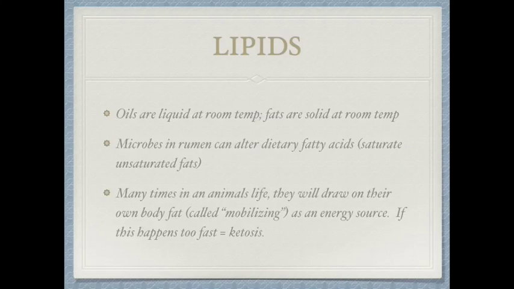One of the things that's important about lipids and utilizing fats in diets is that a lot of times in an animal's life, one of the key times being during lactation, we actually expect them to draw on their own body fat through a process that we call mobilizing fat, and they will use that stored energy in the form of fat in their bodies as an energy source. One of the problems, if it happens too fast, is ketosis. However, there are a lot of times as nutritionists we actually expect the animal to use body fat as an energy source. Classic example is the high-producing dairy cow.